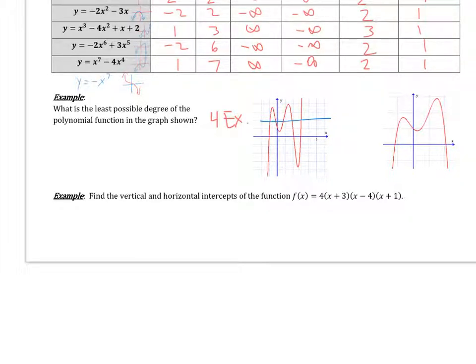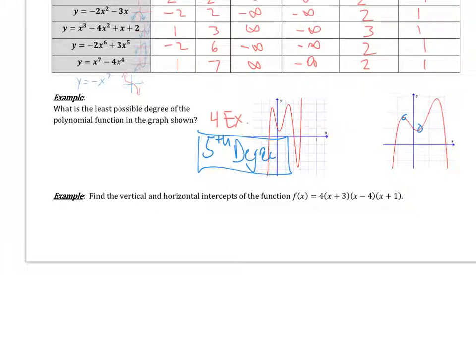So let's just use the fact that we have 4 extremas, and that tells us we could have a 5th degree. Notice it's also going down to the left, up to the right. So this is 5th degree, because it's the number of extremas plus 1. It could be a 7th degree or some other odd degree bigger than 5, but we know it has to be at least 5.